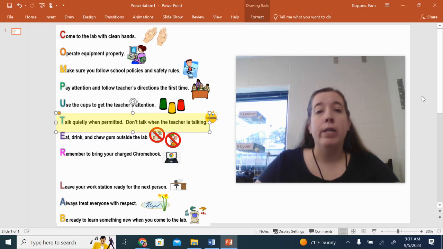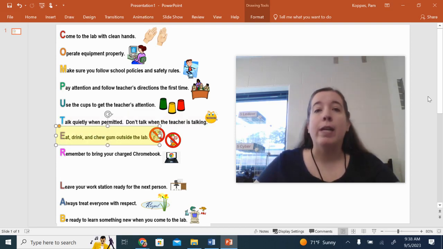The next rule is to talk quietly when permitted. Don't talk when the teacher is talking. During work time, you will be allowed to talk quietly with your neighbors. That's fine. Just keep it an appropriate volume. But as soon as I give a direction, I need you to zip those lips and pay attention so that you can follow teacher's directions the first time.